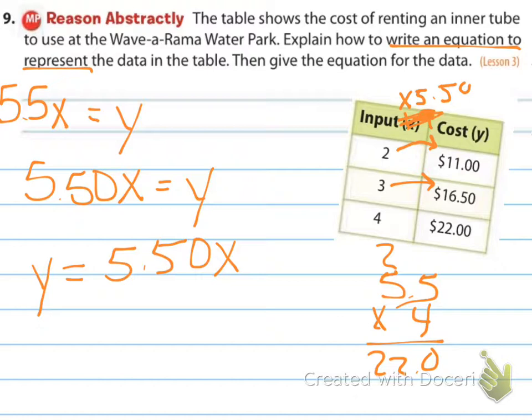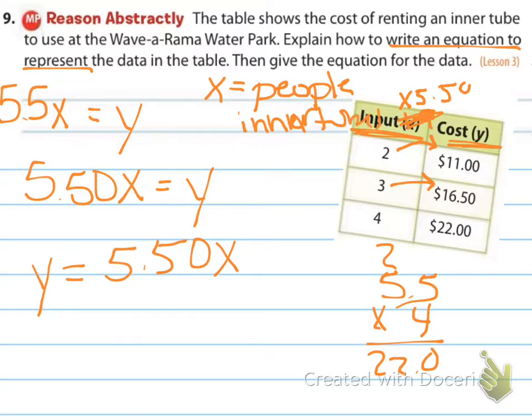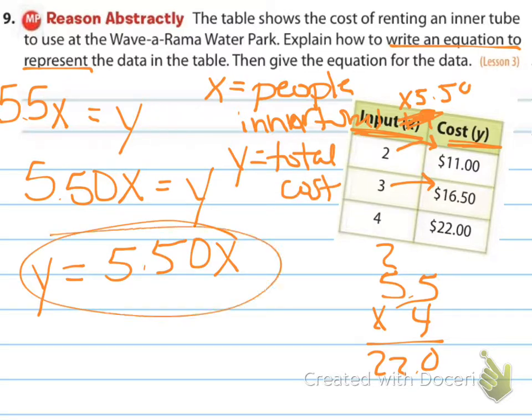And so it looks like every inner tube is $5.50, and this is the amount of people, and these are the amount of total cost. So I would say that x represents people or inner tubes, one of those two, inner tubes. And y represents total cost, which it already says. All right, so I know that kind of looks crazy, but this is what we're looking for, that it's y equals 5.5 times x.